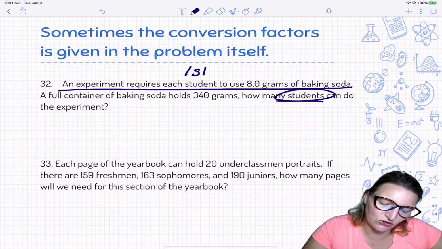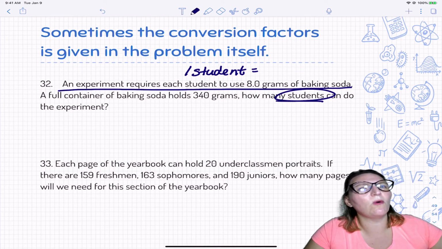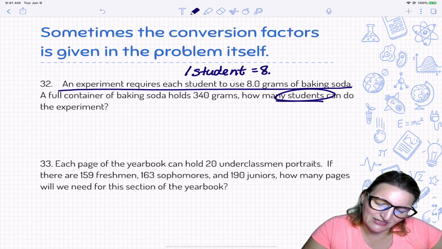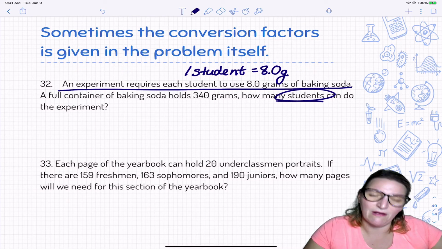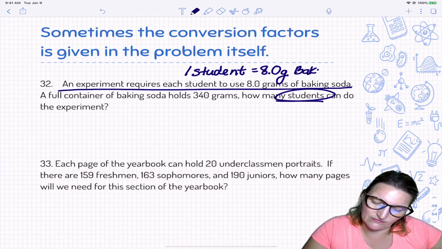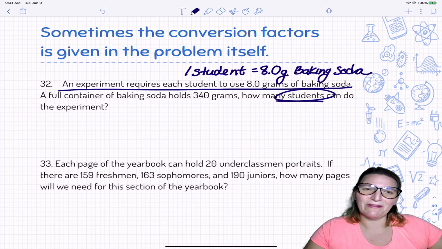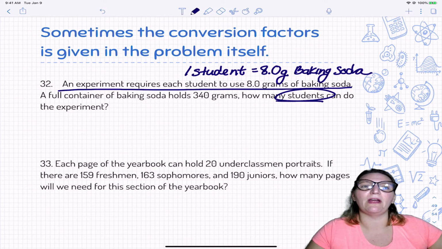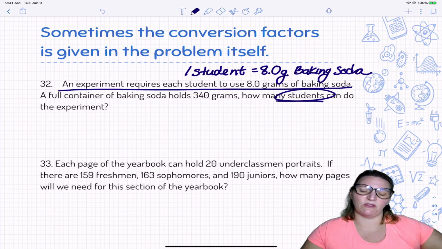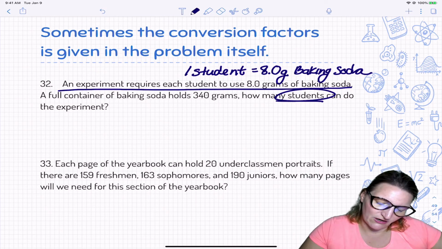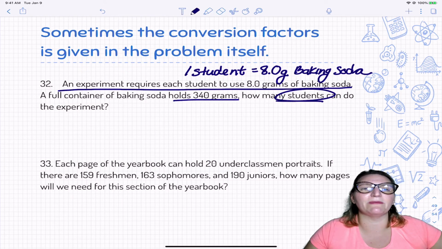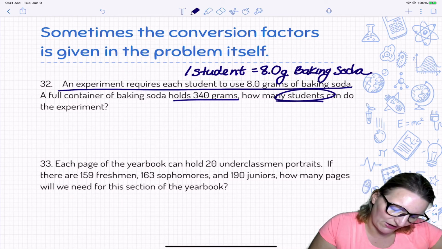That one student requires or equals 8.0 grams of baking soda. Those two things aren't necessarily equal in the respect that they are equal to the same thing. 8 grams of baking soda is just 8 grams of baking soda. But for each person, we will need 8 grams of baking soda. The container holds 340 grams. That's my clue. That's the number that's going out front.